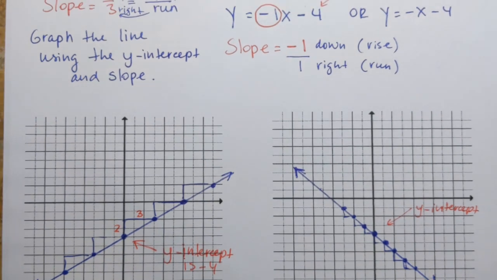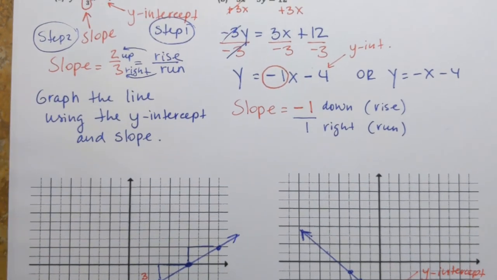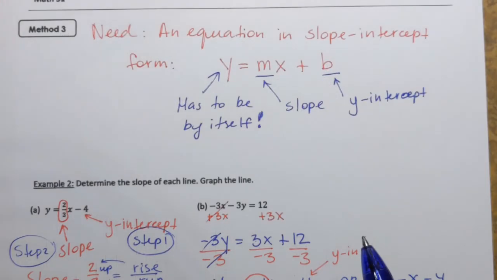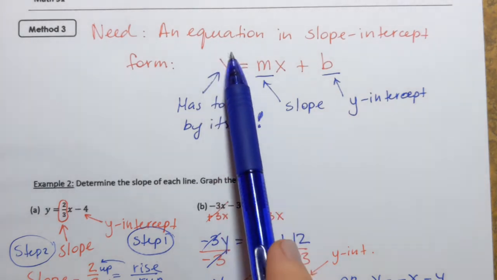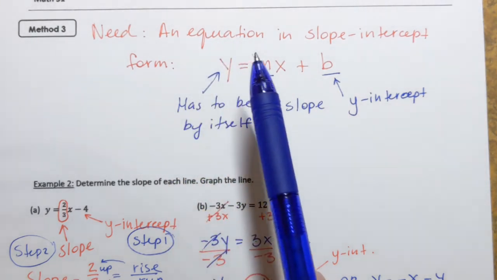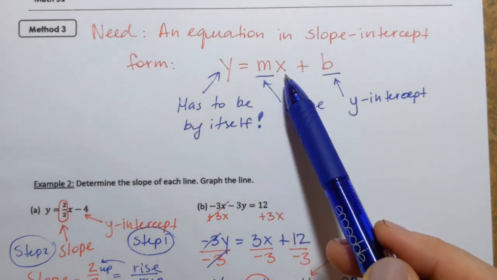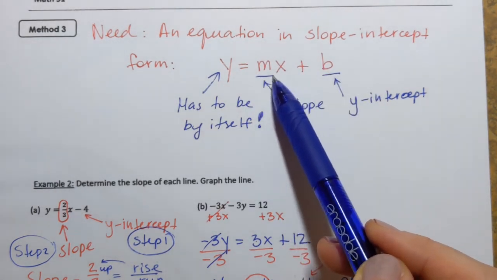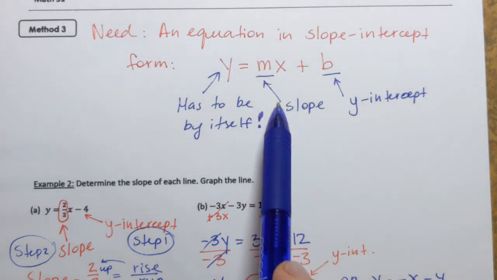But to summarize what we talked about in this video, for this method for finding the slope, we have to have an equation in the slope-intercept form. That is when y is by itself. So that's the way to recognize it, or the way to obtain it. Y has to be by itself. And when y is by itself, the number in front of x, not together that number and x, but just the number in front of x will be the slope.